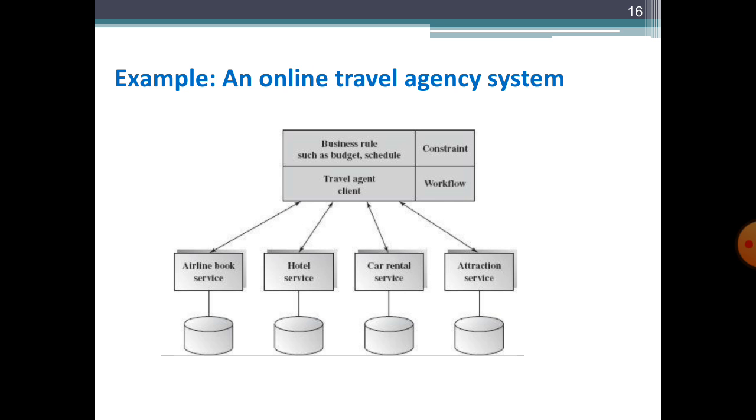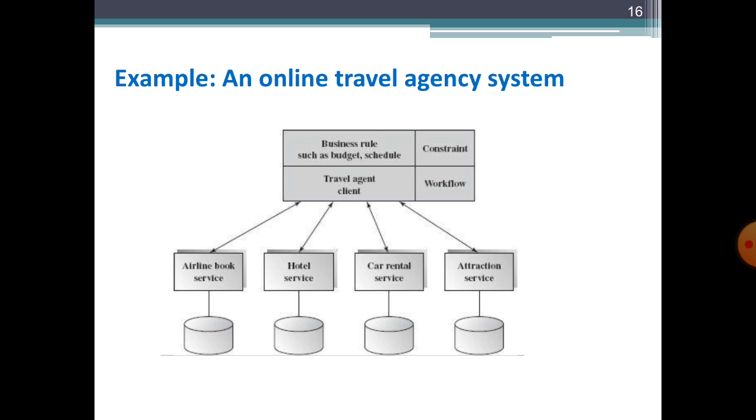सो ये जो सर्विस ओरिएंटेड आर्किटेक्चर है इसके अंदर हमारे पास बेसिक कंस्ट्रेंट्स हैं जिसमें डिफरेंट बिजनेस रूल्स हैं। लाइक बिजनेस रूल्स क्या हो सकते हैं हम ट्रैवल एजेंसी सिस्टम के लिए, कि बजट क्या है, ट्रैवल एजेंसी का शेड्यूल, एटसेट्रा, दीज आर द कंस्ट्रेंट्स। और वर्क फ्लो क्या है कि हाउ ट्रैवल एजेंट clients get the services from different architecture levels as well.